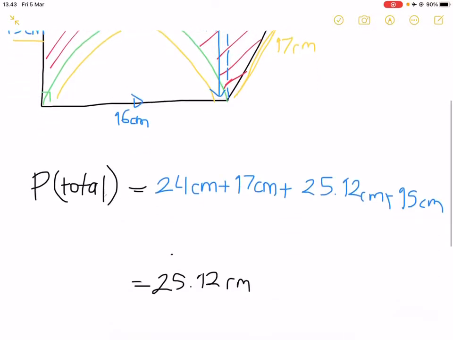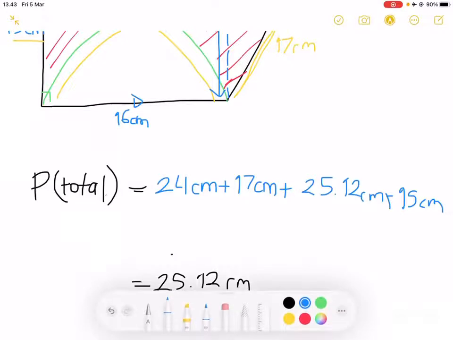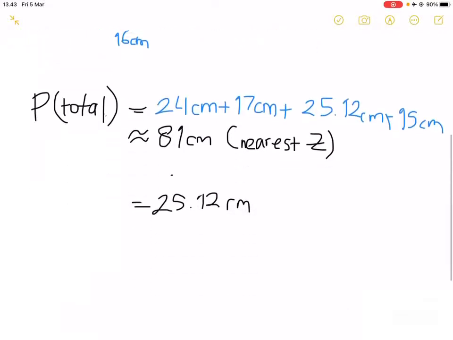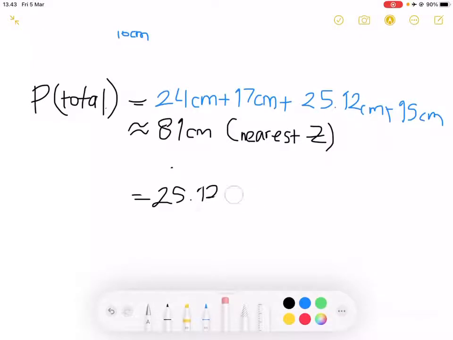And calculating this, you get 81.12. However, let's just round that to the nearest integer, which is 81 centimeters. Nearest integer, and I put z down for integer. Alright, so that's the perimeter.